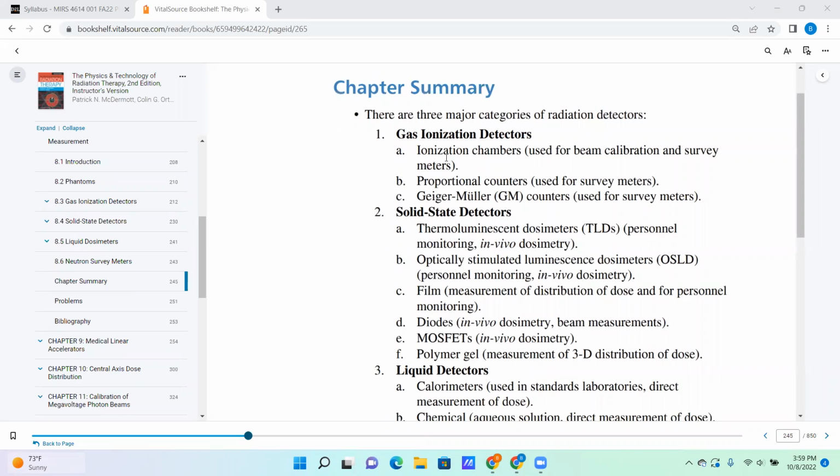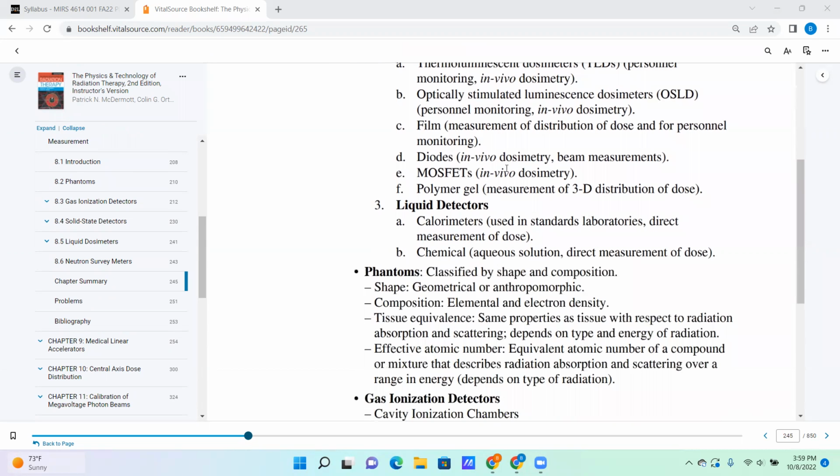For gas, you're looking at ionization chambers, proportional counters, and Geiger-Muller counters or GM counters. Solid state, you've got TLDs, OSLDs, film, diodes, MOSFETs, and polymer gel. For liquid detectors, you've got calorimeters, and you've got chemical detectors.